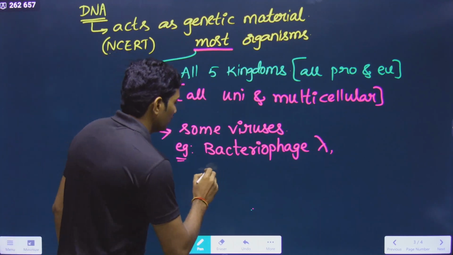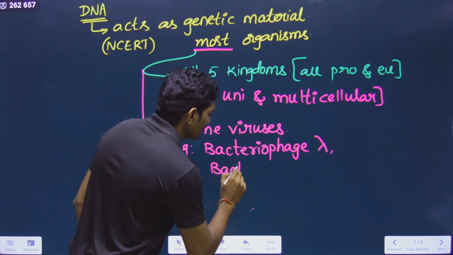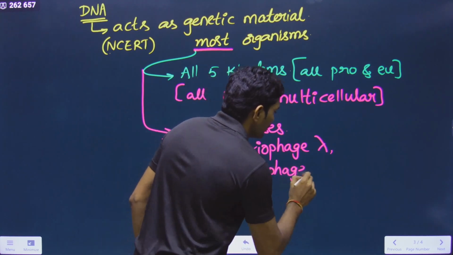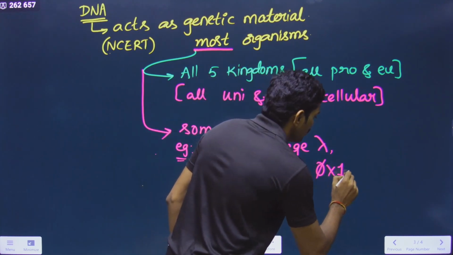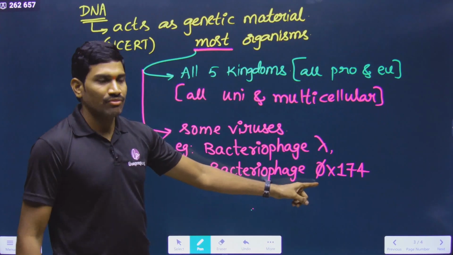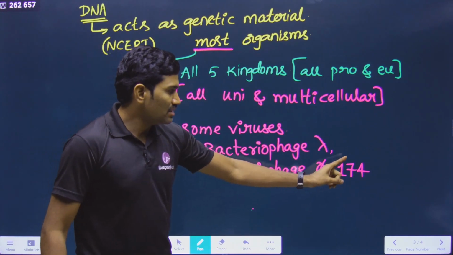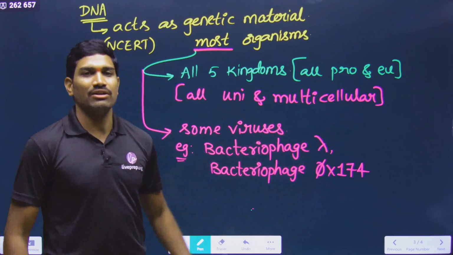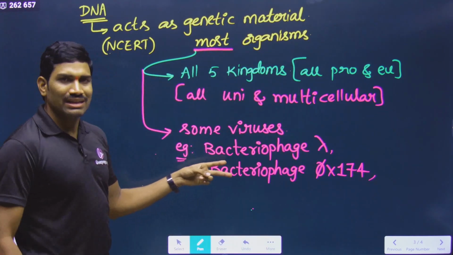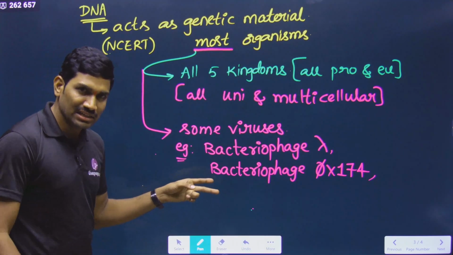Next one, Bacteriophage phi X 174. This is the symbol phi. 5x174. This is also a bacteriophage. This is also having DNA as genetic material. And these two were given in the initial part of the NCERT itself.